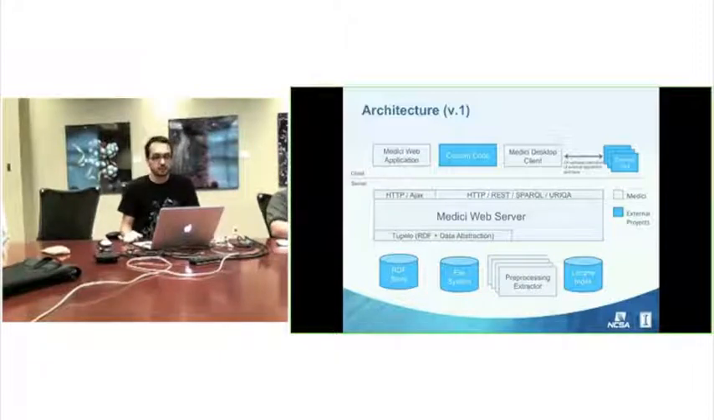So what happened was that, if you look at this picture, everything on the server side had to live on the same machine. The only thing was the RDF store, which was somewhere else. We could take the file system and mount it remotely, but it was primarily a one-to-one pair. The pre-processing extractor could be on a different machine, but it had to be on one different machine.